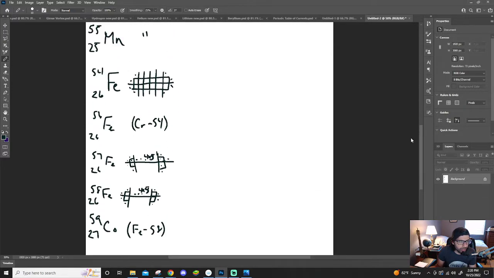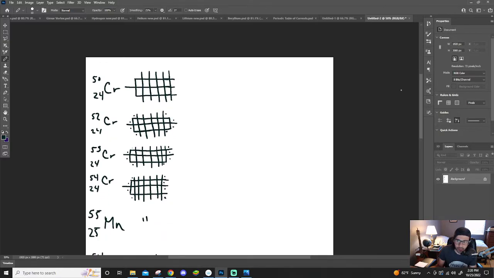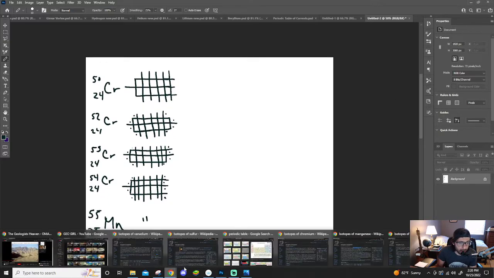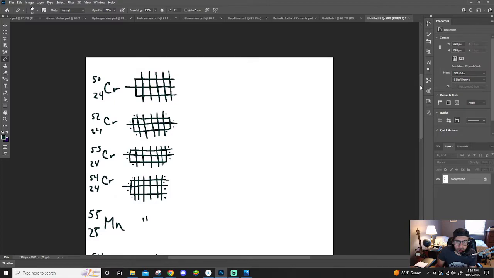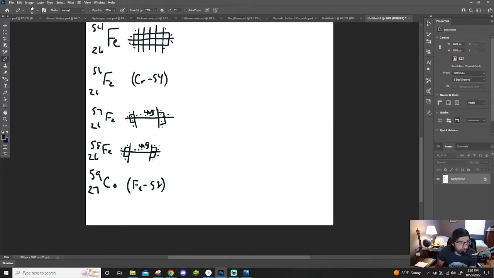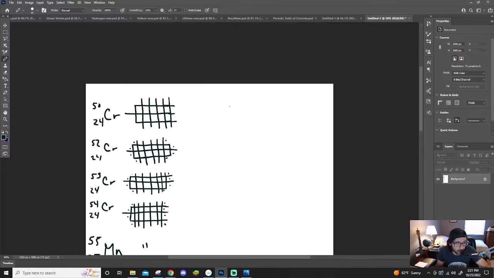Okay, so cobalt only has that stable form of 59, which makes sense. It makes sense when it has the two ends. And then we come up to nickel.